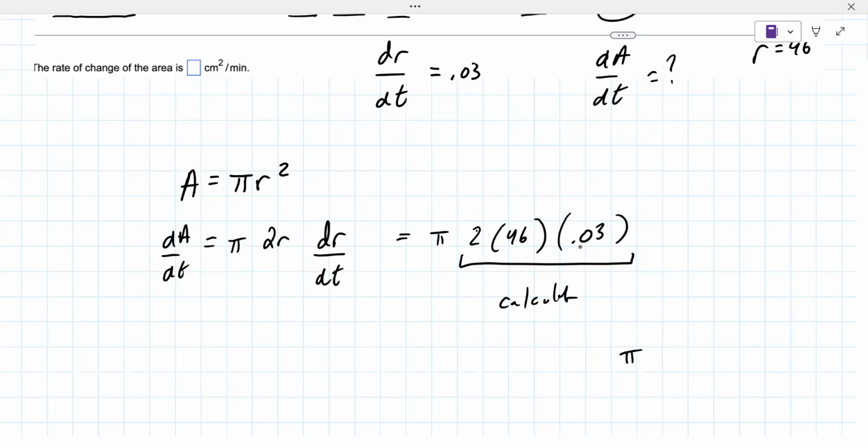Sorry, I'm grabbing my calculator. Times 2. 2.76 pi.